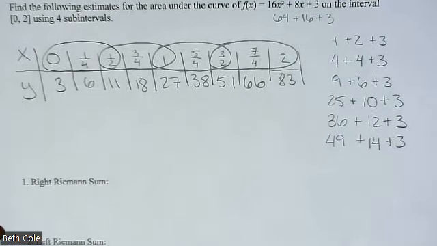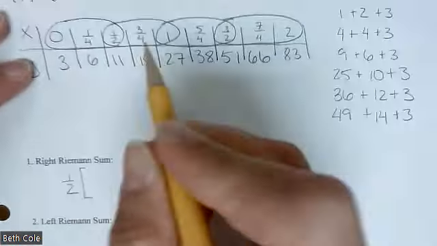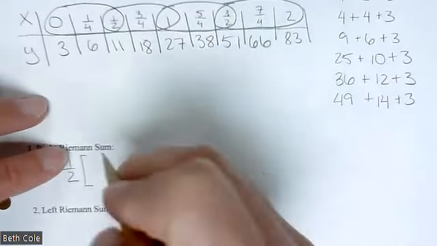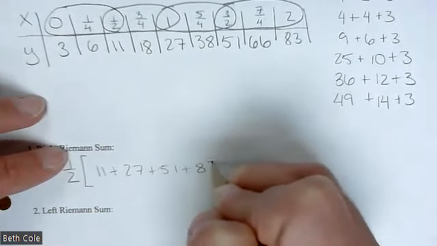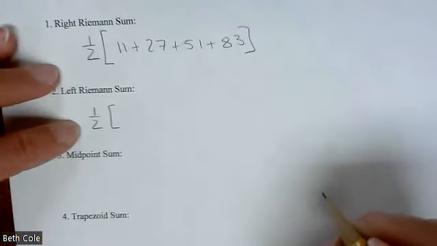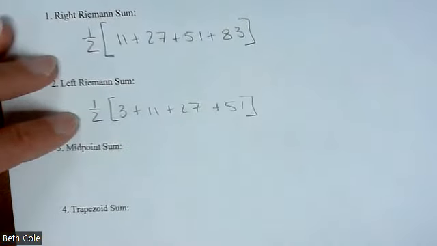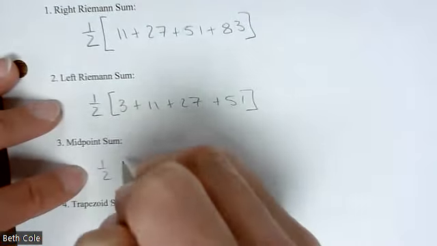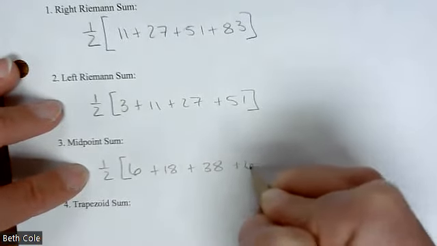All right, so what is the length of each sub-interval? Because they're all the same. 1/2. Okay, that's not going to change. They're all a half. All right. So for the right Riemann sum, we're going to use the numbers on the right. That should be 11 plus 27 plus 51 plus 83. Cool? Okay. And then the left one would be 1/2, and then 3 plus 11 plus 27 plus 51. And then the one in the middle would be 1/2, and then 6 plus 18 plus 38 plus 66.